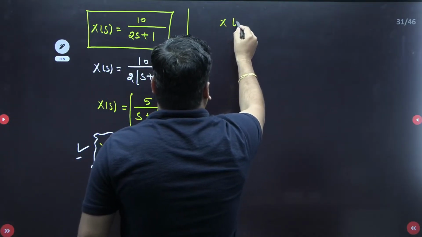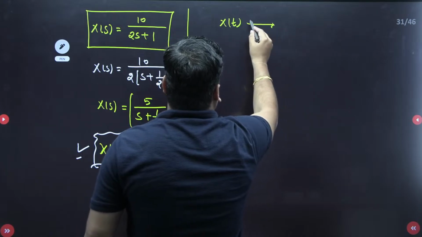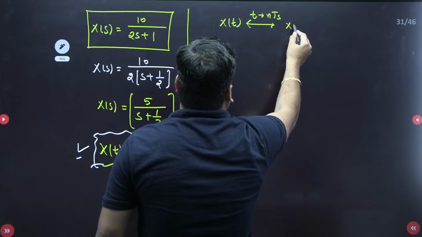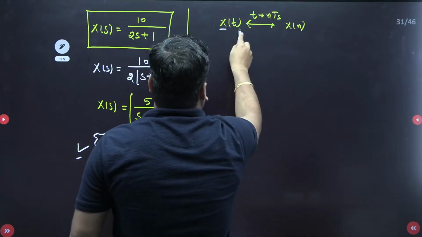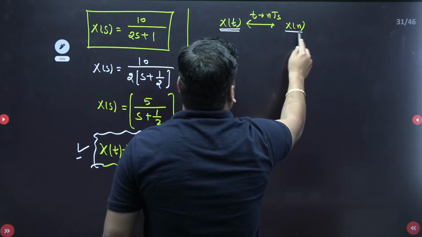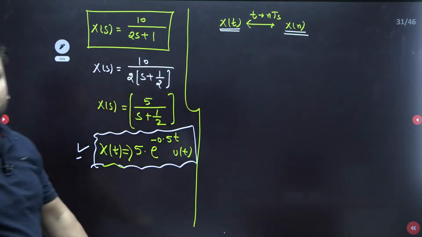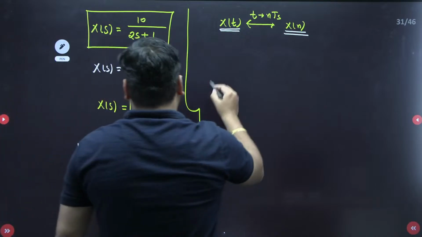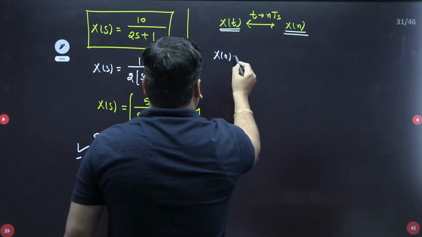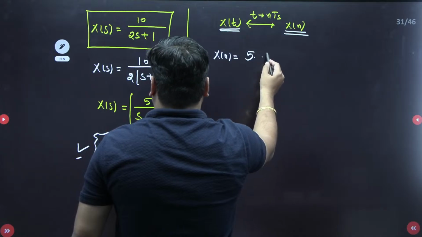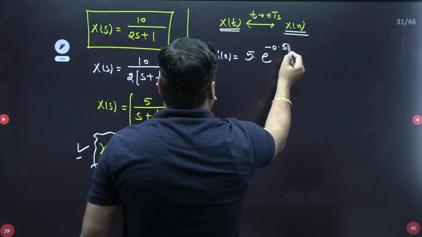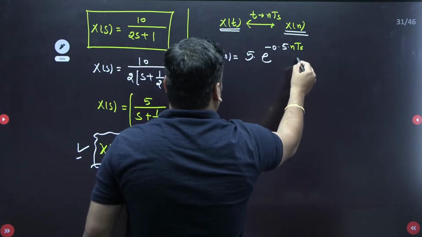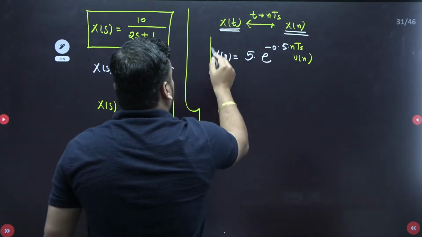So what you need to do in x of t so that it will become x of n? You have to replace t with nTs so that you will get x of n. Is this clear or not? So here I am replacing t with nTs. So my x of n value will be 5 dot e to the power minus 0.5 nTs, and here I will get u of n because of the right side region.